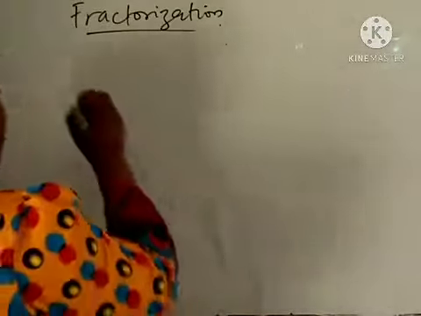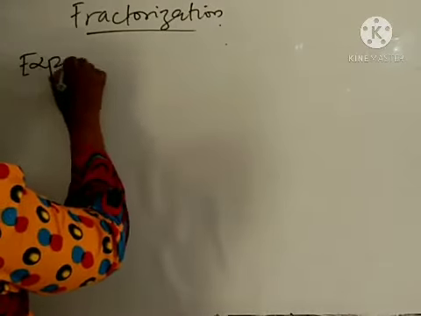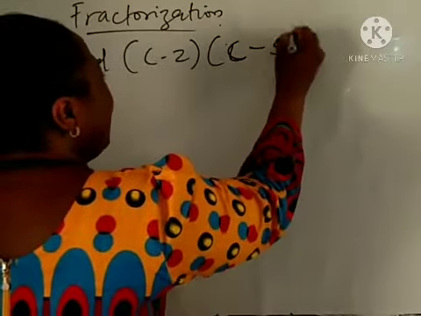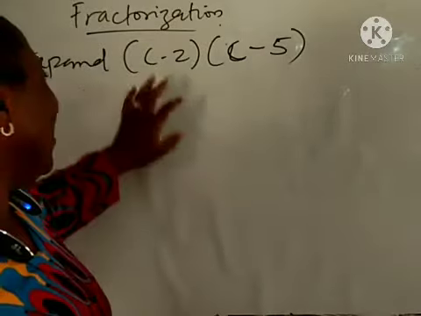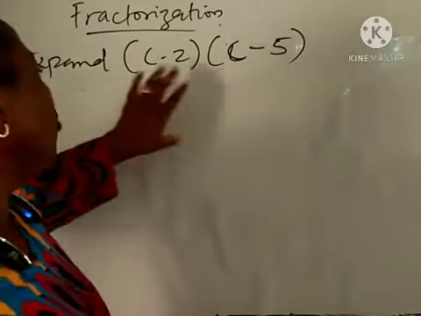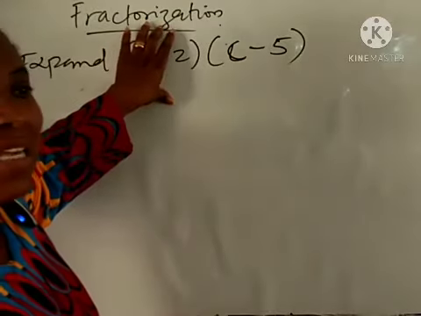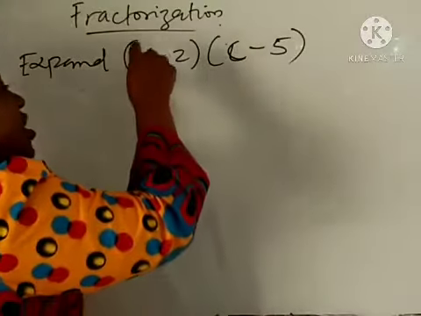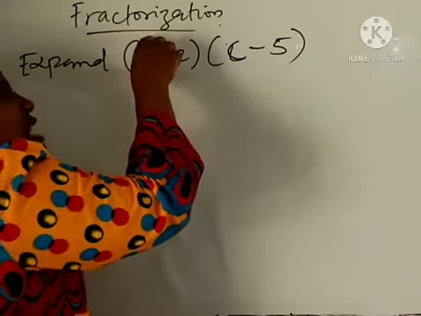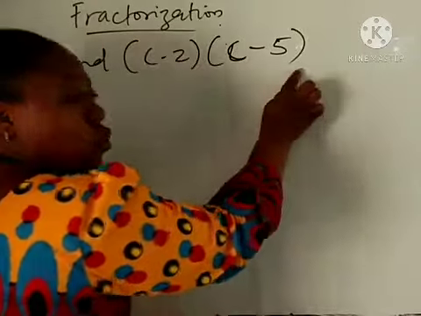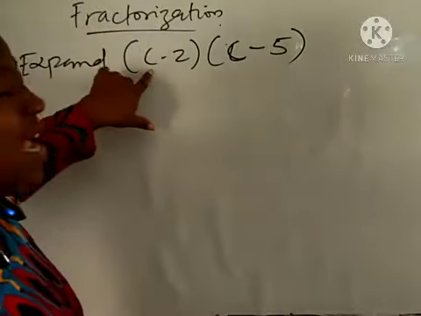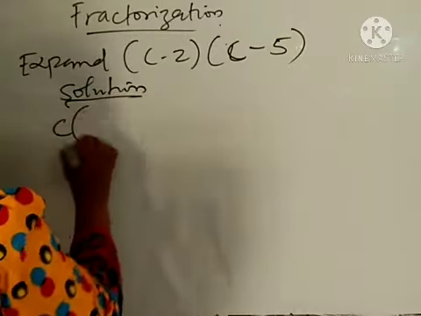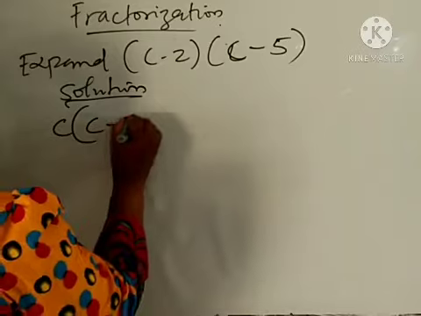Now, for example, you have expand (c - 2)(c - 5). If you are asked to expand these two brackets, they are telling you to take what is inside the first bracket to multiply what we have in the second bracket. To do that, we have to pick each letter or each character in the first bracket to multiply the whole of the second bracket. Let's start with the first letter, which is C. We'll take C to multiply the whole of the second bracket, which is c - 5.